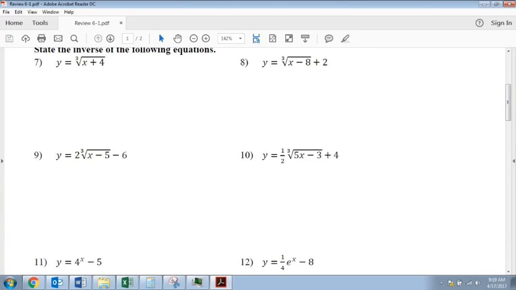Okay, again, this is review 6-1 for math models. State the inverse of the following equations. We're going to do the first 4 in this video. We'll do the next 4 in the next video. Remember, with inverses, first thing you do is switch the x and y.